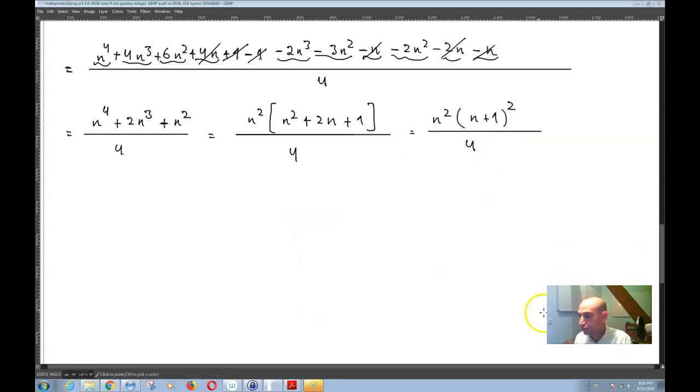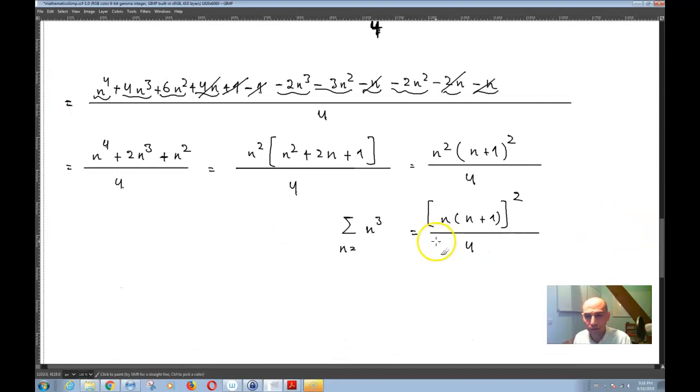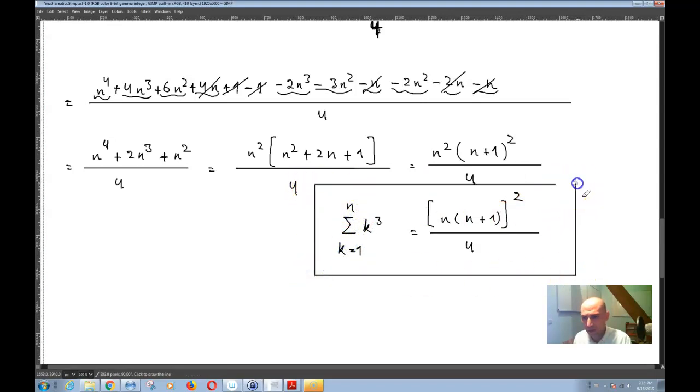Okay, so what they have basically written this as is n times (n plus 1) whole raised to the power 2 divided by 4, and that is sigma k cubed, as k goes from 1 to n. And that is the formula that you have here.